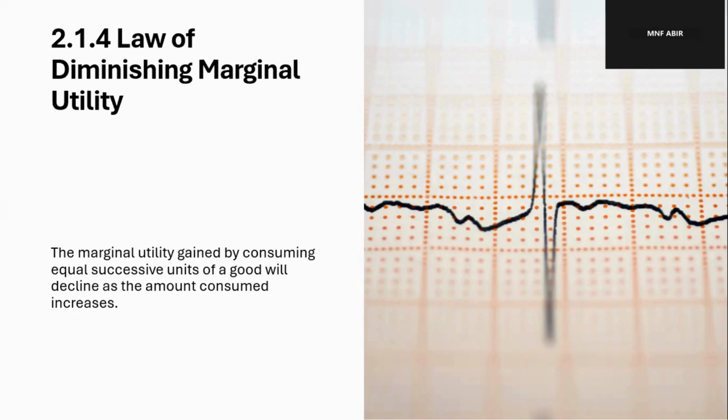The first slice of pizza tastes amazing. The second slice is still good, but not as exciting. By the fourth or fifth slice, you feel full and your satisfaction stops increasing. If you force yourself to eat a sixth slice, you may feel uncomfortable. Here, marginal utility has become negative. This law explains why demand curves slope downward, because people are only willing to buy more of a good if its price falls.